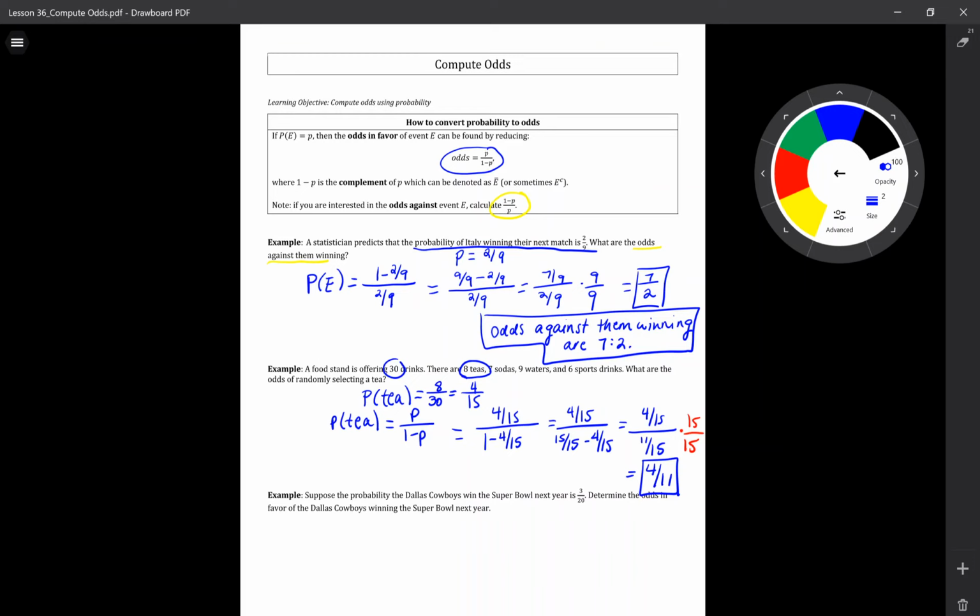All right, last example. Suppose the probability the Dallas Cowboys win the Super Bowl next year is 3 out of 20. Determine the odds in favor of the Dallas Cowboys winning the Super Bowl next year. So we have that the probability is 3 over 20, and I want the odds in favor of the Cowboys winning. So the odds here are equal to P divided by 1 minus P. So that is 3 over 20 divided by 1 minus 3 over 20.